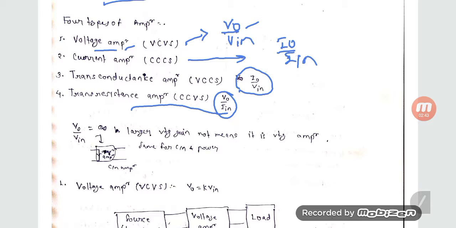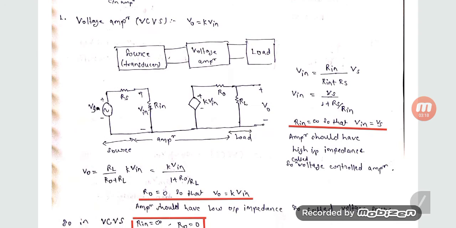So the very critical point we should notice here is that we cannot define any category of amplifier through its gain. If the voltage gain is infinity or very large, we cannot say it is a voltage amplifier, because I already told you that the type of amplifier is defined by its value of input and output resistance, not by its voltage or current gain. Okay, so we'll see it through an example.